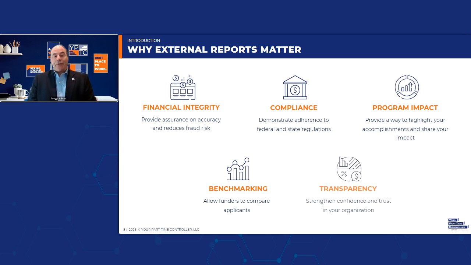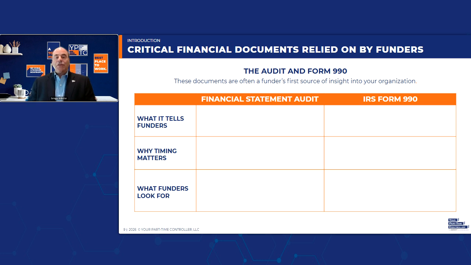And finally, transparency. The key point here is that both documents are public, especially Form 990. Making them easy to access, for example, on your website, helps strengthen confidence and trust with funders. Funders want to know that you'll be accountable for the resources that they provide, and these reports really help make that clear. So very often your Form 990 and your audit really are that first glance into your organization for funders, before a conversation ever happens.